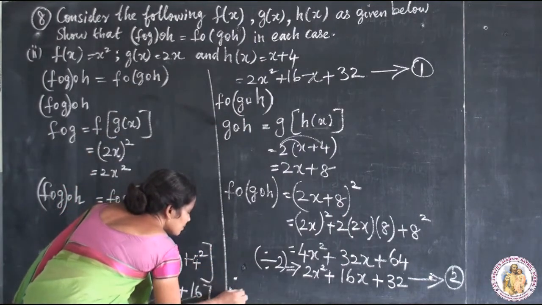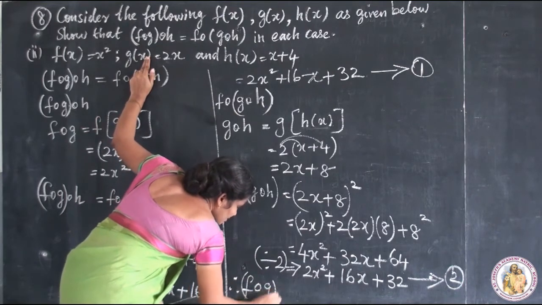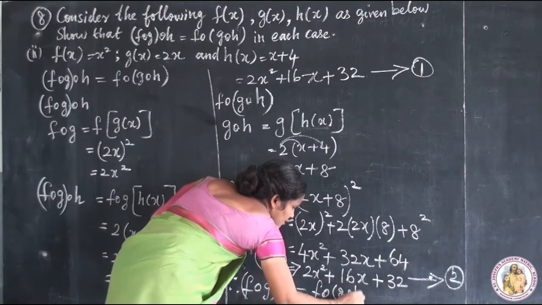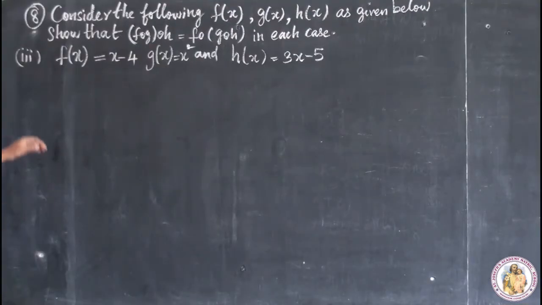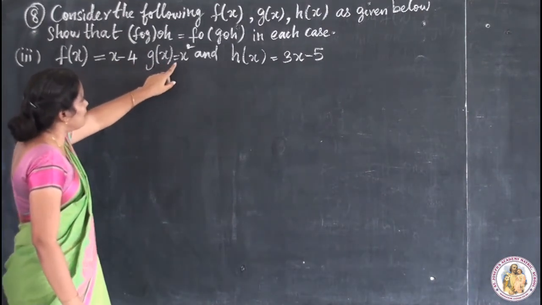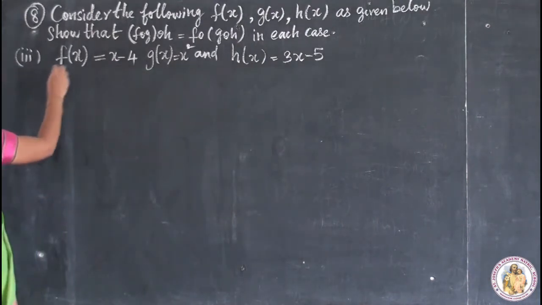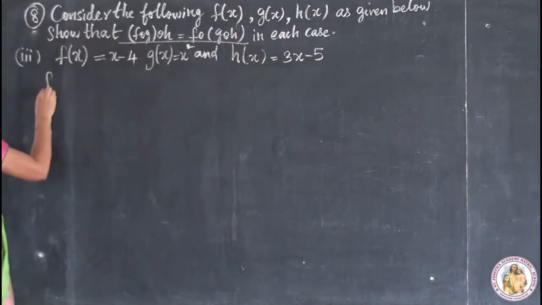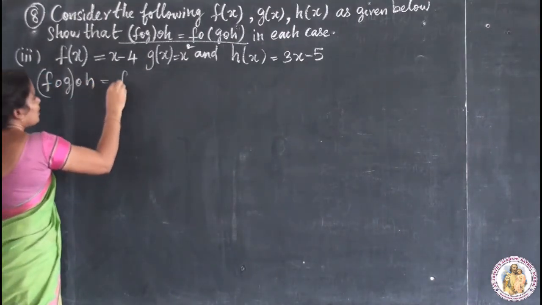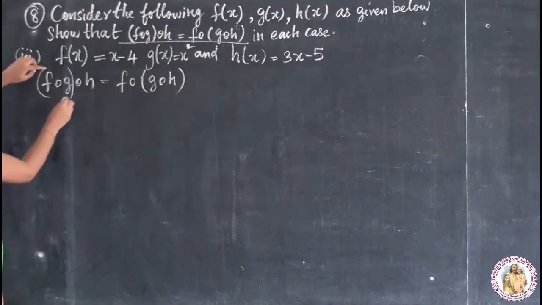Therefore (f∘g)∘h is equal to f∘(g∘h). Question number 3: f of x is equal to x minus 4, g of x is equal to x square, and h of x is equal to 3x minus 5. So go with (f∘g)∘h is equal to f∘(g∘h). Okay.